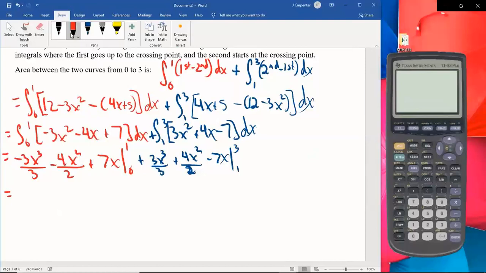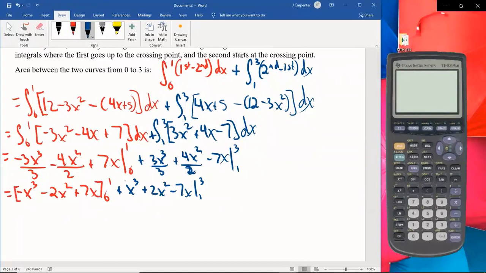Let's clean these up some. That is negative x cubed minus 2x squared plus 7x, evaluated from 0 to 1, plus x cubed plus 2x squared minus 7x, evaluated from 1 to 3. And it's instances like this that might really be helpful, instead of using my notation of these lines, to do them as brackets instead, like the textbook does. That might be more helpful for you visually.